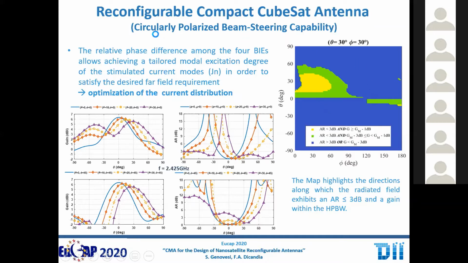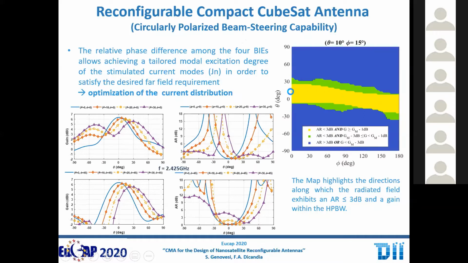But so in this case, we are able to steer a circularly polarized field, which is quite a unique feature so far. And then this is just another example with theta equal to 10 and phi equal to 15. So we are pretty able to scan the beam up to, let's say, 40, 45 degrees on a theta angle, getting acceptable axial ratio and of course the gain. So here I'm just showing some cuts of this plot, but basically this map is kind of summarizing pretty much everything.